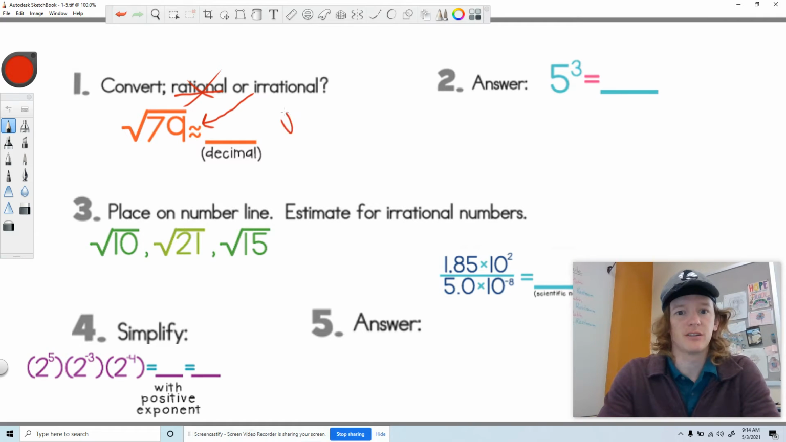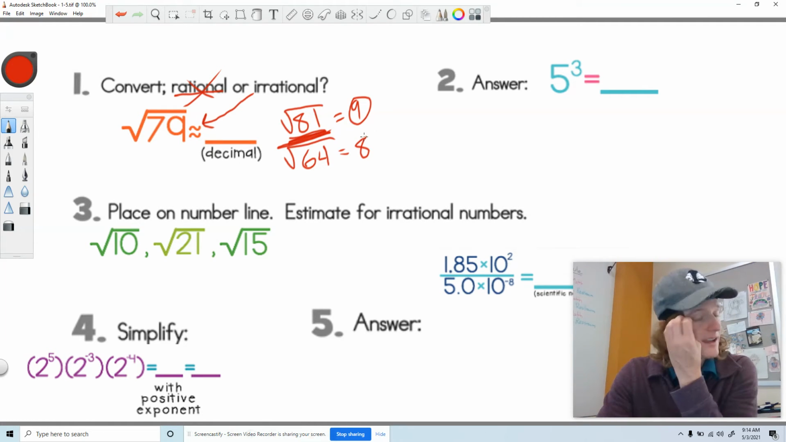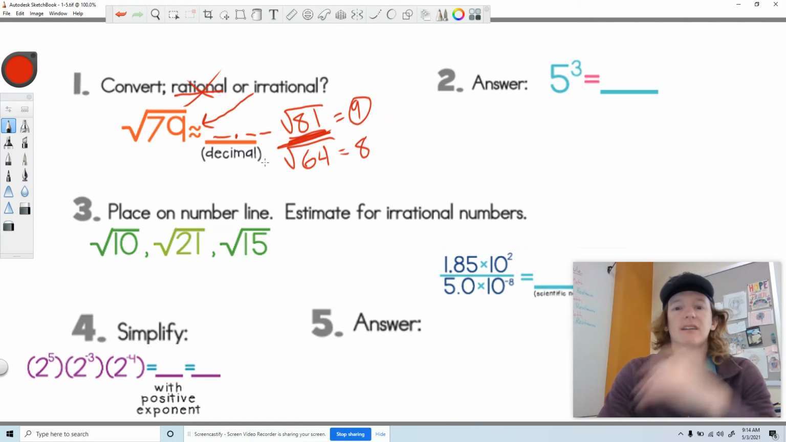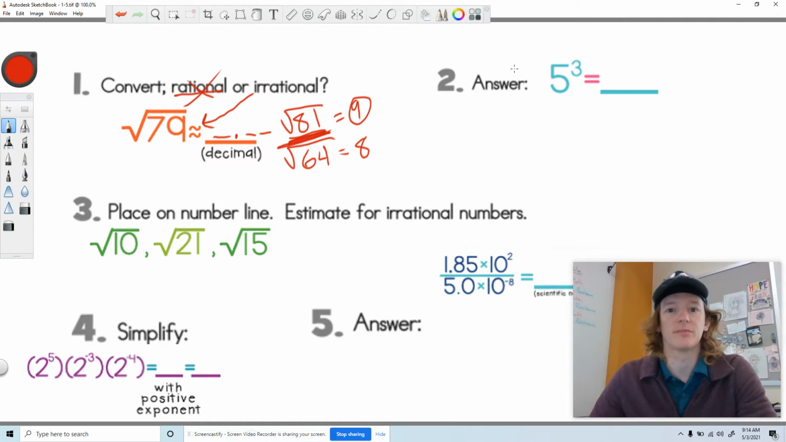Well, we know it's going to be in between the square root of 81 and the square root of 64, because this is 9 and this is 8. 79 fits in between here. It's going to be closer to 9 than it is to 8. But go ahead and just use your calculator and give me a good estimate. Maybe like blank point, blank, blank. All right, so round to the nearest hundredths place.